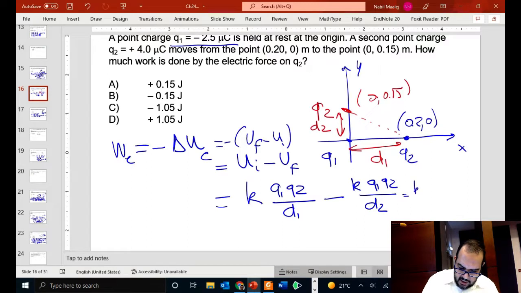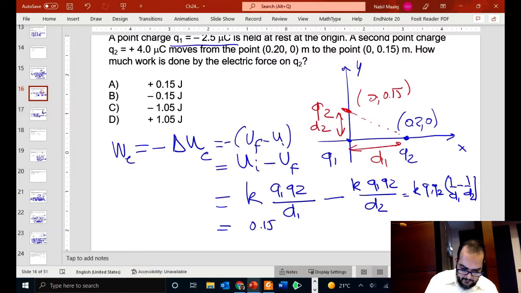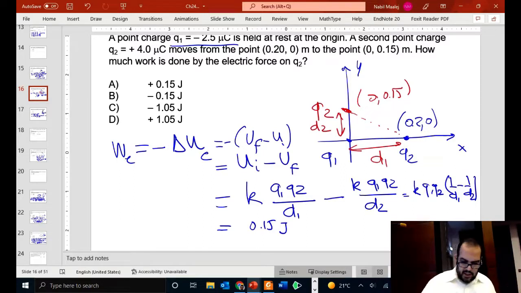So I can take K Q1 Q2 outside. This is 1 over D1 minus 1 over D2. And you get the result to be 0.15 joules. So 0.15 joules. Clear? Okay, is this clear? Okay, next problem.